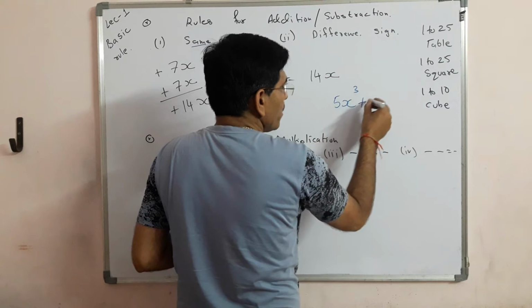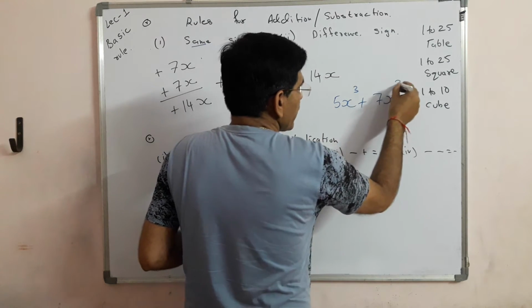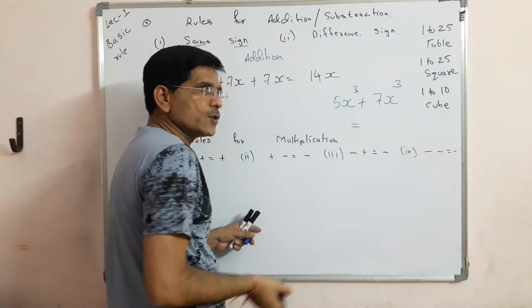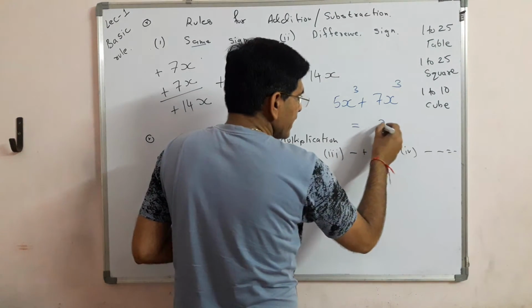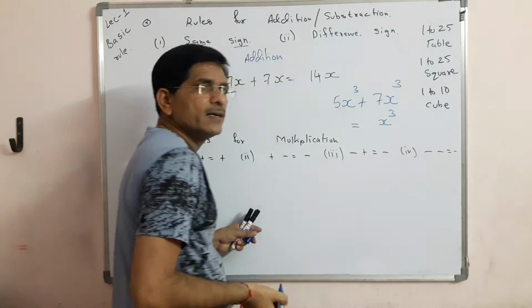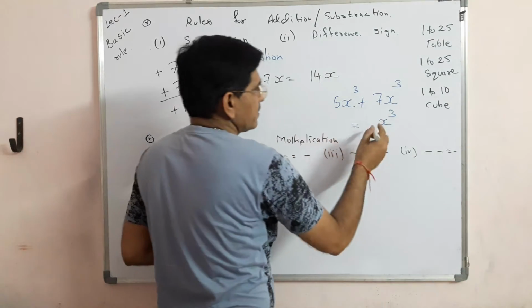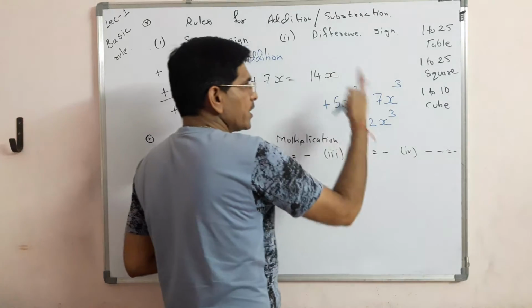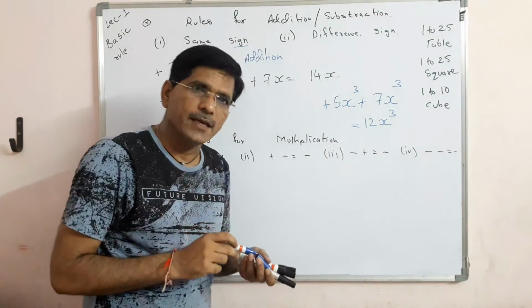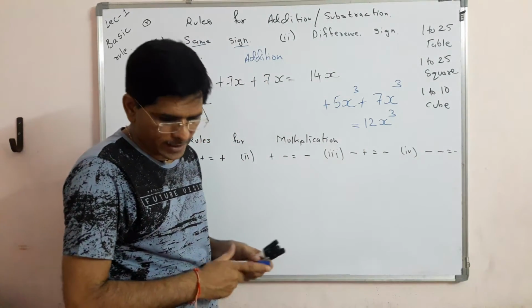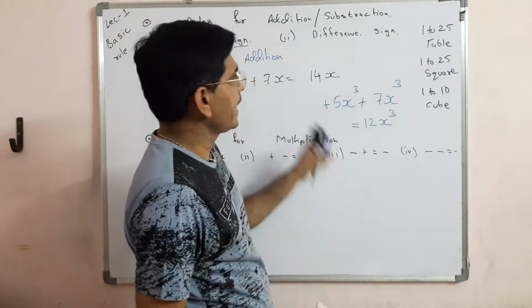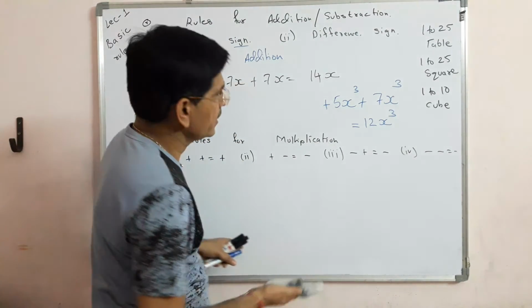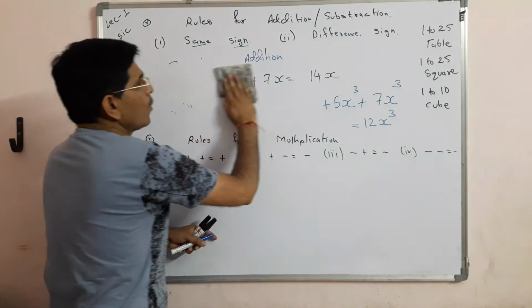Maybe it is possible you can get like that: 5x cube plus 7x cube. What do you write as the answer now? 5x cube plus 7x cube. Put variable as it is. We cannot change the variable. Now 5 plus 7, 12. Why do we have to do like that? Because both have the same sign. If the same sign is there, what do you have to do? Addition. That is a basic concept. Clear? Now we go on.